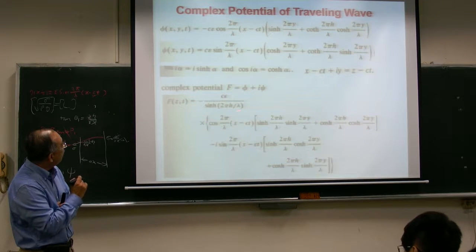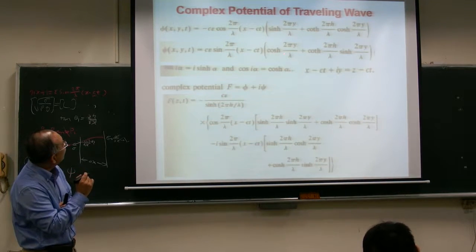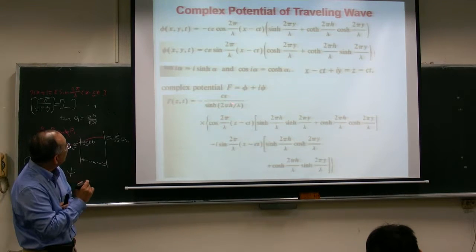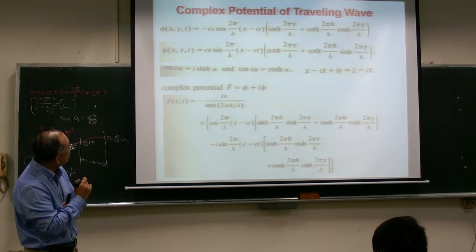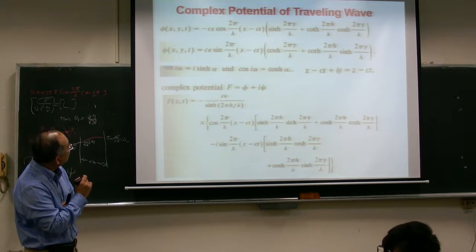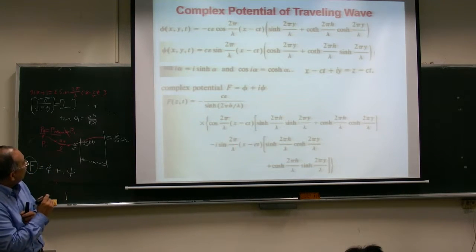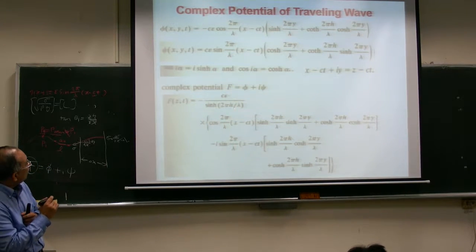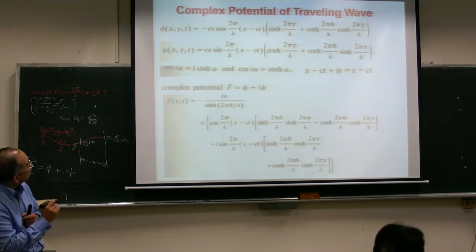But we take a common factor here. The common factor is this C and then the hyperbolic cotangent. We take this out of the bracket, so everything here should be multiplied with this. So here we multiply with 2 pi h over lambda, so 2 pi h over lambda times this term here.